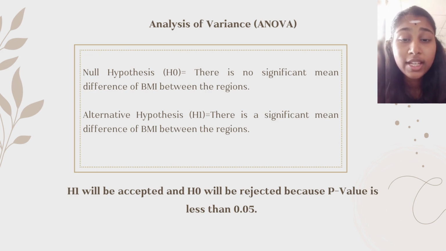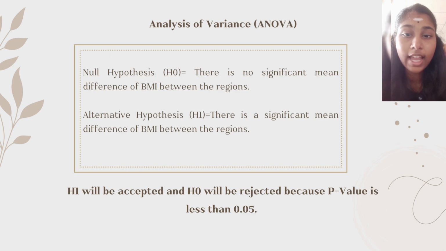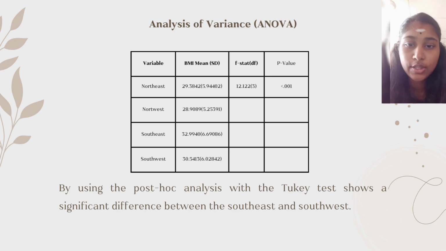During the ANOVA test, we can conclude that Southeast is the most different. We have concluded that we will accept H1, which means there is a significant difference in BMI and region. Why do we accept H1 and not H0? Because the p-value is less than 0.05. Under the ANOVA test, we conduct a post hoc test using the Tukey test. By using that, we can conclude that Southeast and Southwest are the most different compared to the other regions.